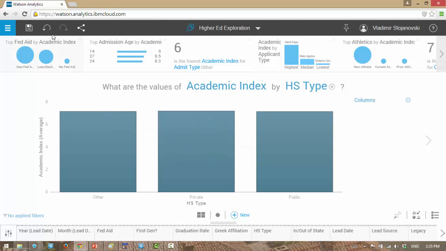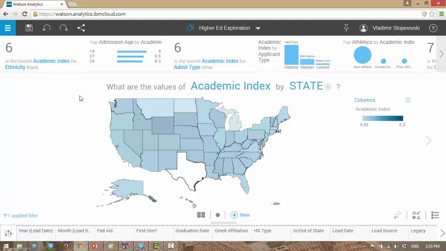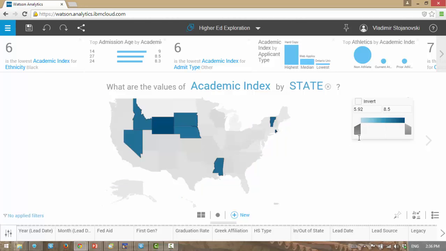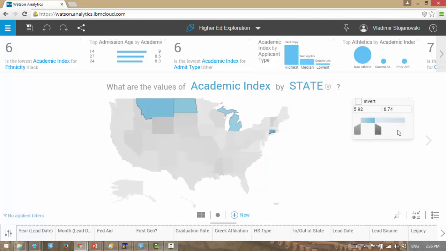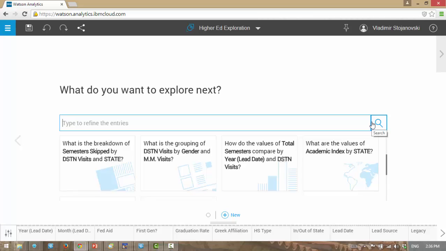At any point, we can undo and go back in our analysis. As we saw earlier, we can focus on the top 5 or top 10 states by using the slider, or the bottom states. But what if I want simply a list of the bottom 5? Rather than using the slider, I can just ask that question in plain English. So let's ask our first plain English language question, and that is, what are the bottom 5 states by academic index?